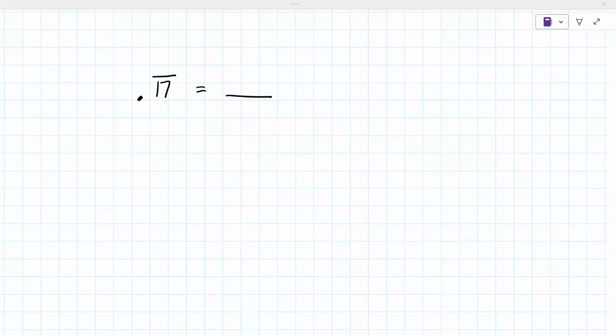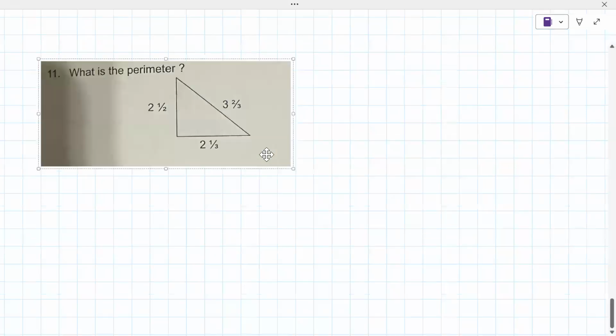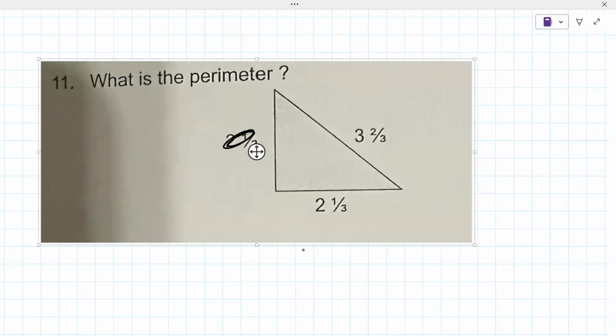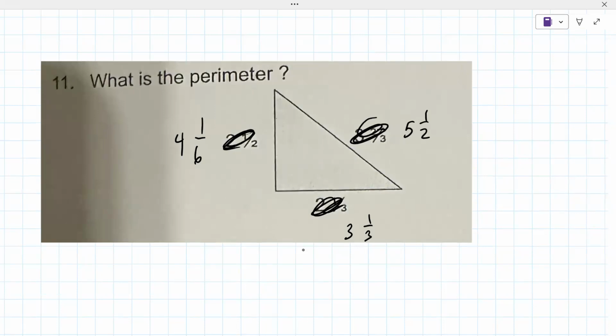Let me pull up another problem here. I'm just going to change the numbers real quick. So let's say it's four and a sixth, three and a third, 5 1/2. Can you calculate the perimeter, please? 13. Yeah, and I didn't include units, but there would normally be units here. Okay, very good.